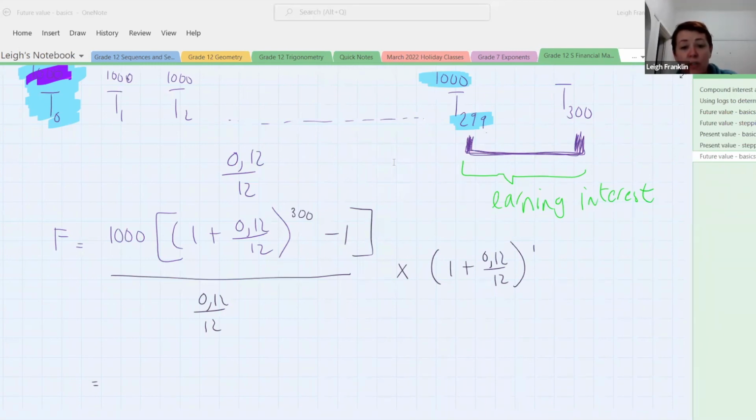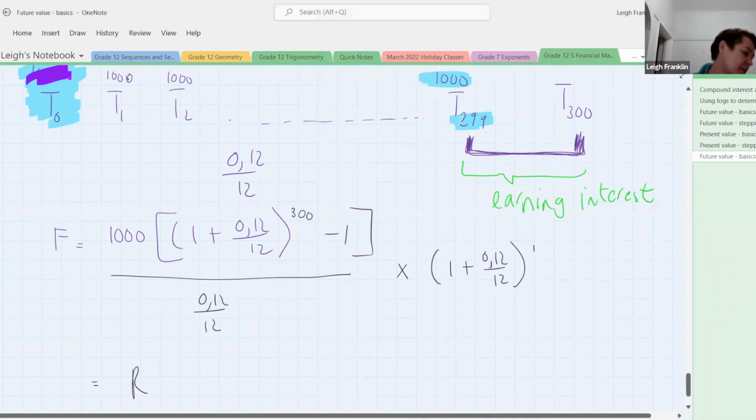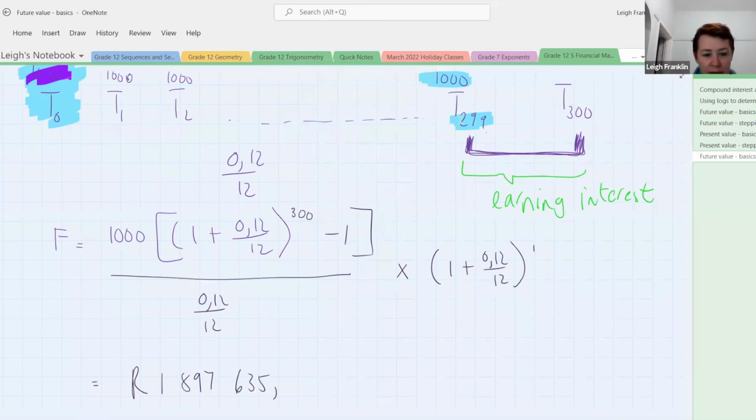Yes, Kulani, this question is tricky. It is. In the beginning it's really easy, and then it gets very difficult very fast. This gentleman is going to end up with a nice fat pension of 1,897,635 Rand and 9 cents, is what I get.